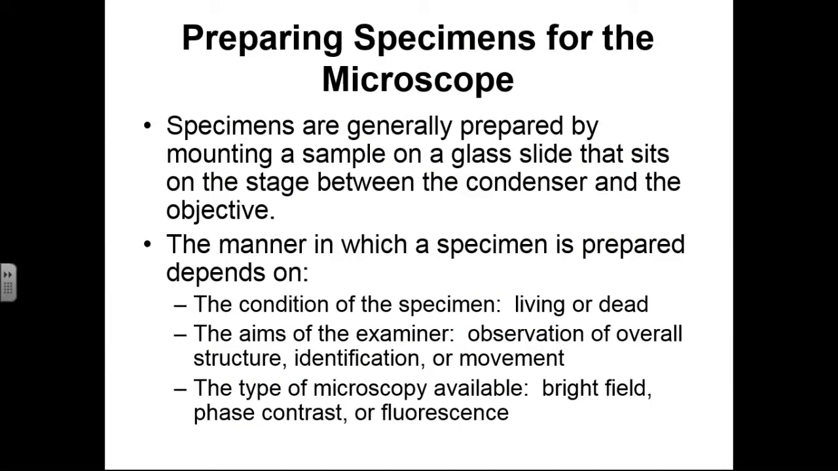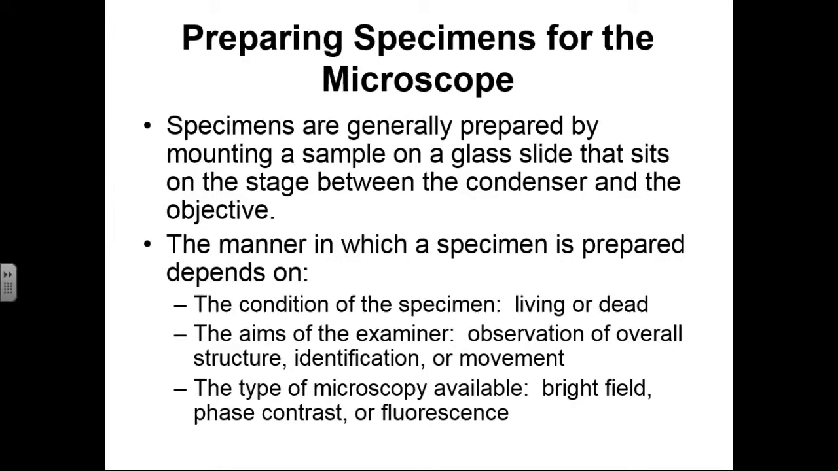So, enough about microscopes. Let's talk about how to get the specimen ready to be viewed under the microscope. In almost every situation, you need to take that specimen and put it on a microscope slide, or a glass slide. And that slide is going to sit between the condenser that shines the light and the objective lens, which receives the light. Some things are going to be very important, though, and will influence how you prepare your sample.